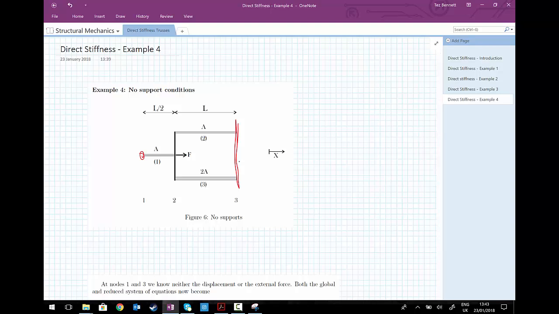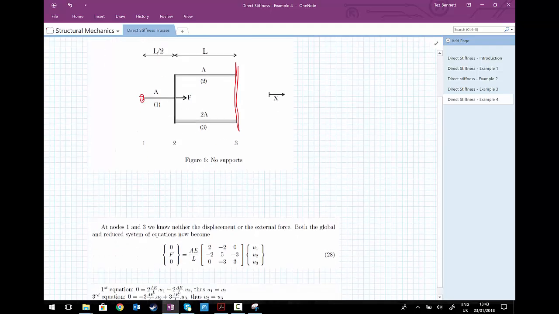Okay. So we know as engineers this is daft. We cannot get static equilibrium. We can get dynamic equilibrium, that's something else we'll look at in this course, but for now, we know we cannot get static equilibrium. Okay, so let's see how this plays out when we use this method. Okay, let's have a look.